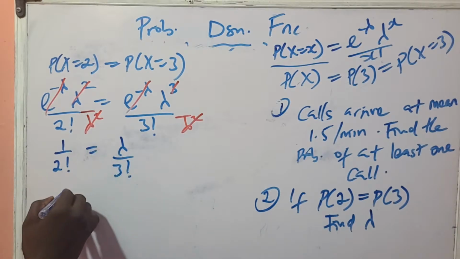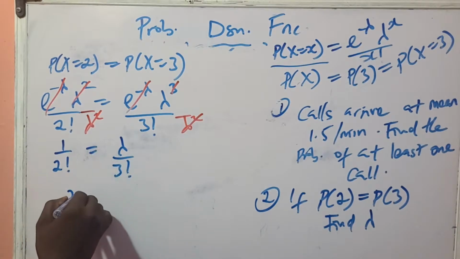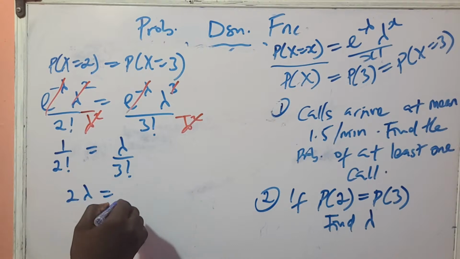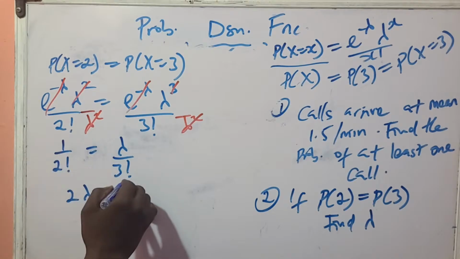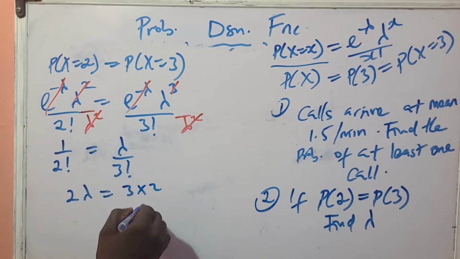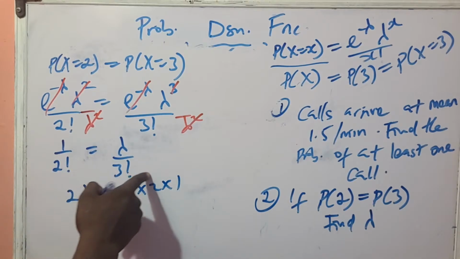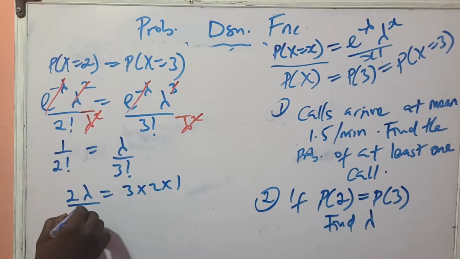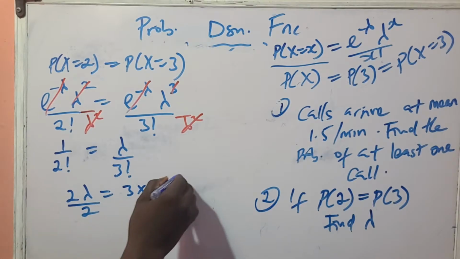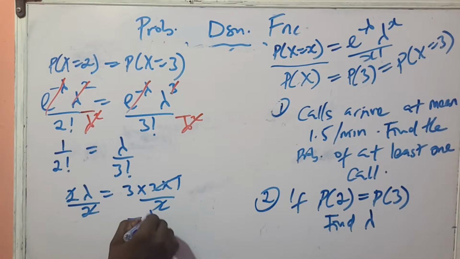So this will be lambda times 2 factorial, which is 2 times 1. 2 lambda is equal to what? 3 factorial, that will be 3 times 2 times 1. You understand what 3 factorial is? So you go on to divide both sides by 2. This will cancel this, so your lambda here is equal to 3. All right? So it's that simple.